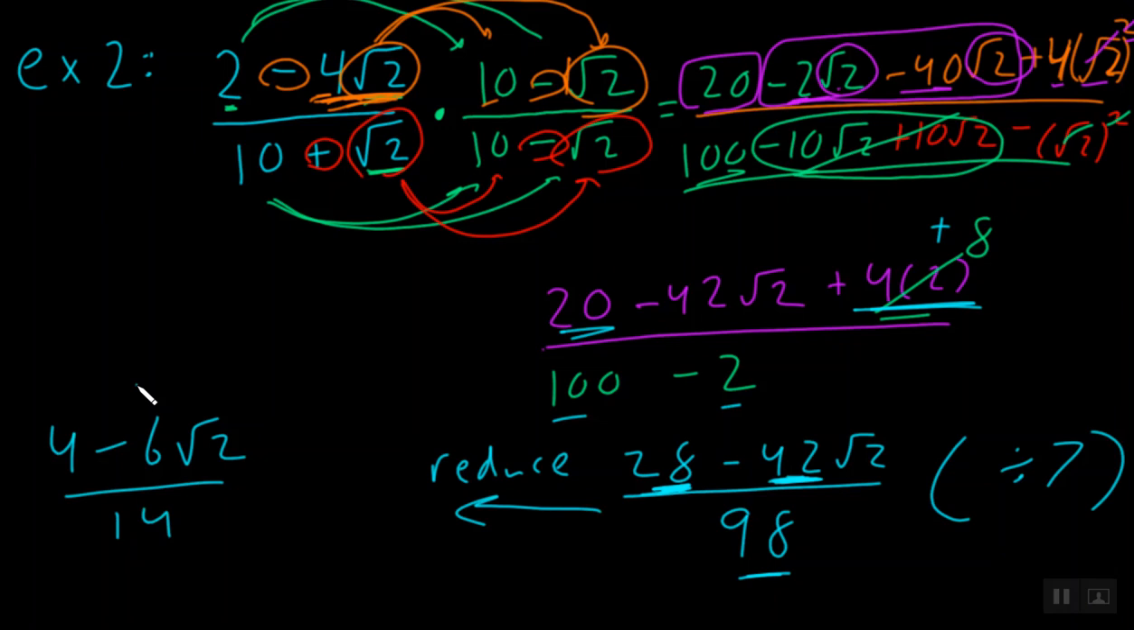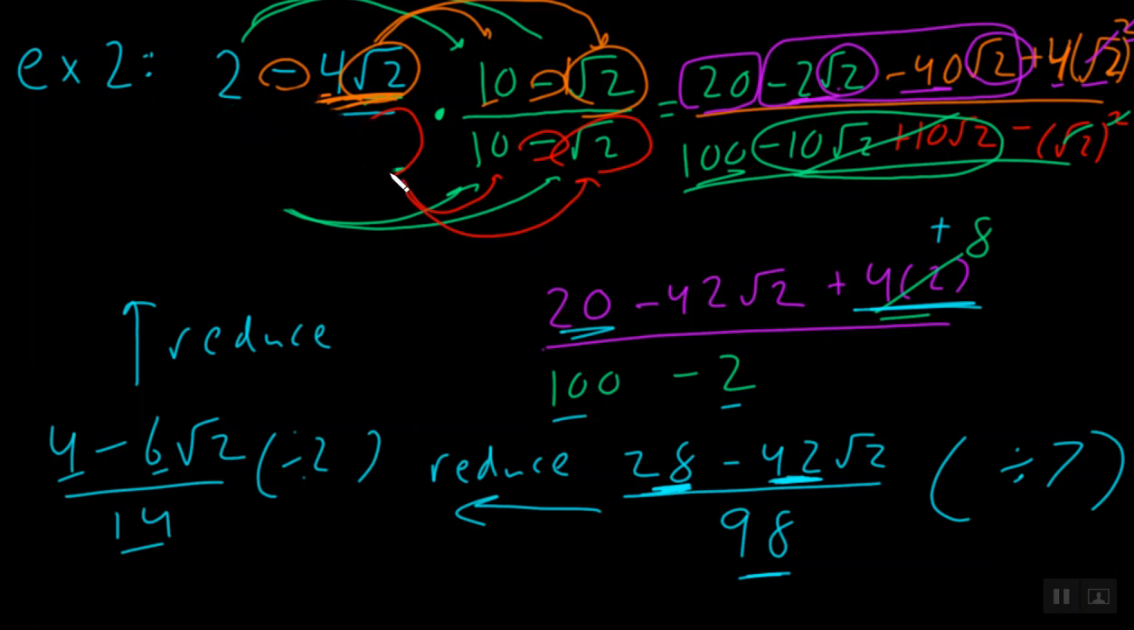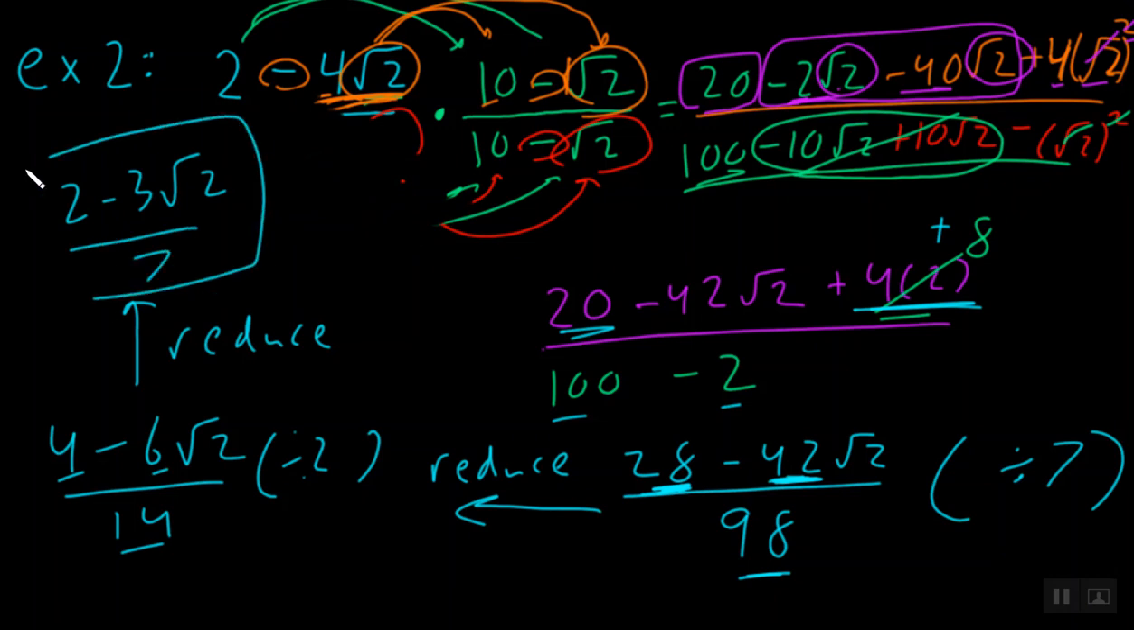Okay, and notice we can actually reduce this one more time. Here, everything, 4, 6, and 14, can be divided by 2. And let me erase this little star here so we've got the room to write this. But yeah, our final answer is going to be 2 minus 3 square roots of 2 all over 7.